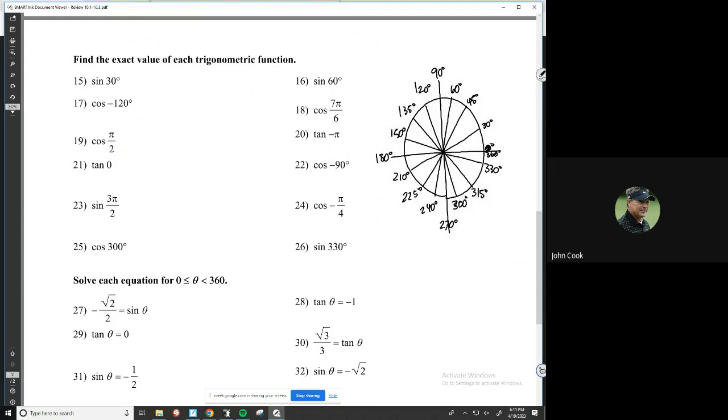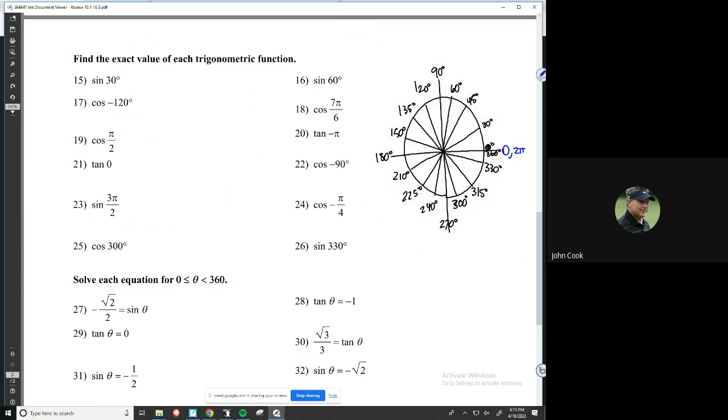Now let's do the radians. For radians, I always go in terms of pies. I go full pies, half pies, quarter pies, and then I fill in the rest. So here's how I do it. I do 0 radians. Then a full circle is 2 pi. So this goes to 2 pi.